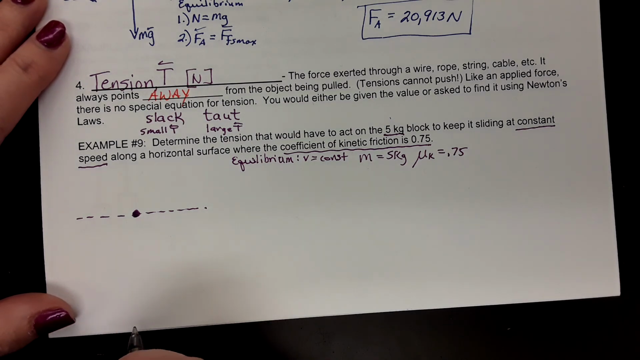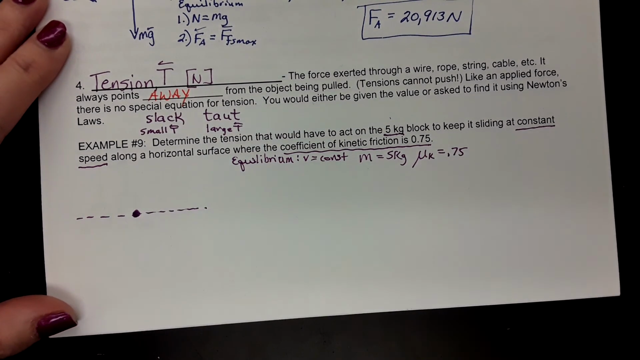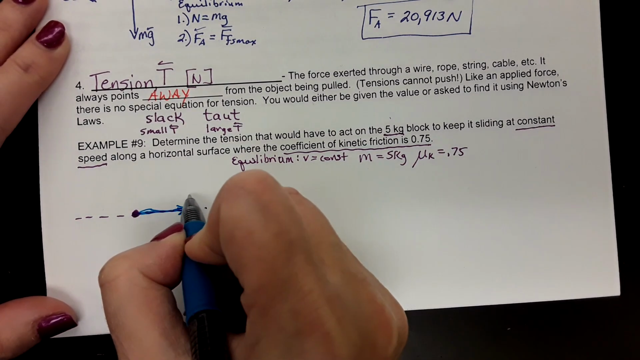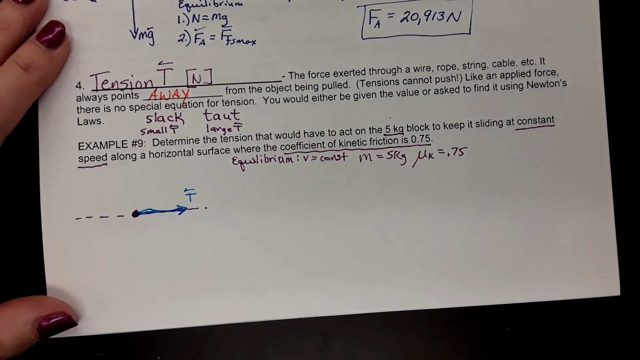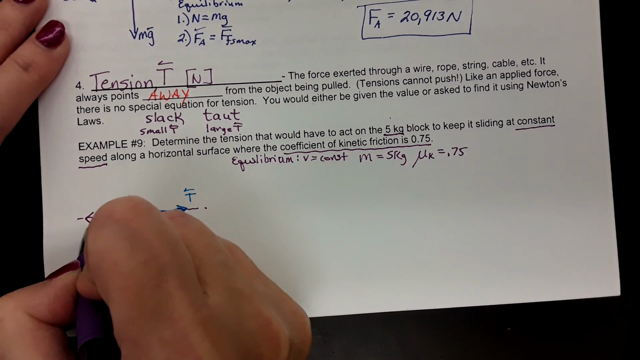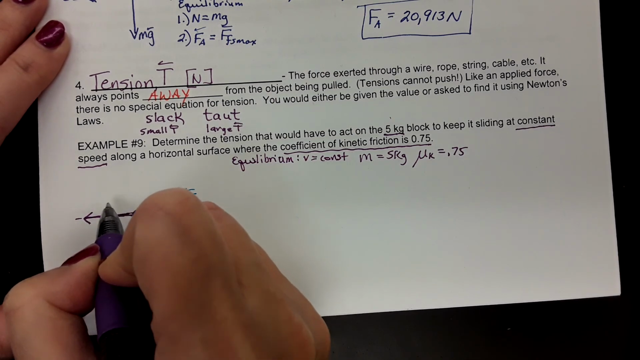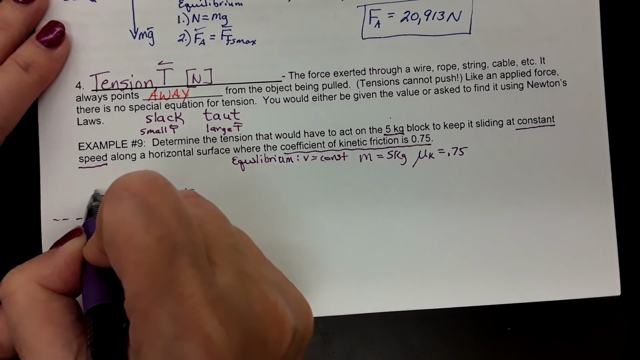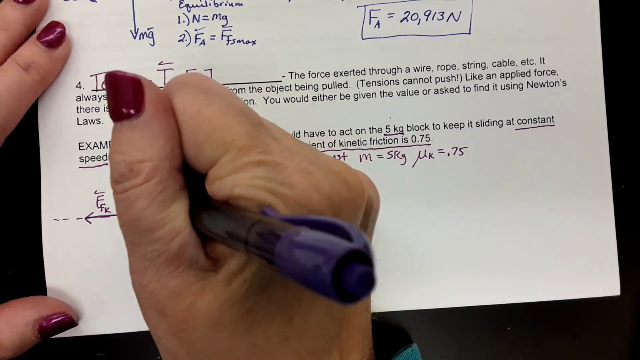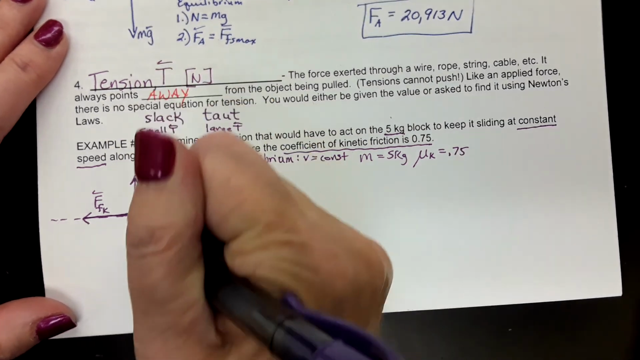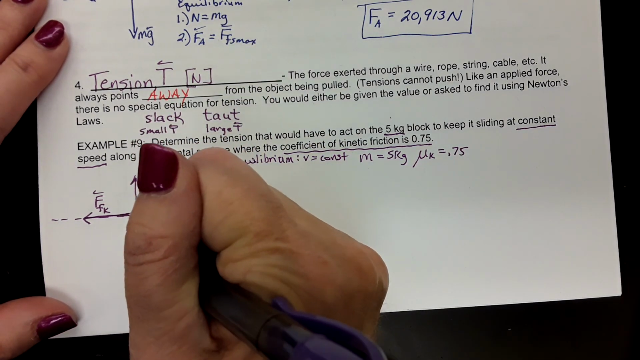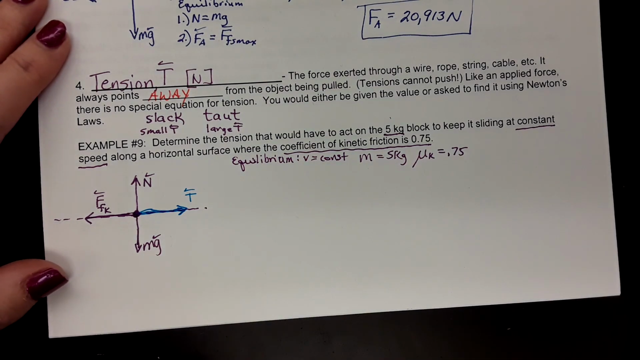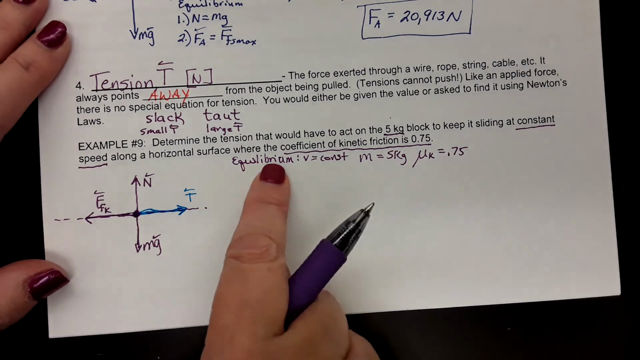So we have a tension force. Let's use a different color. We have a tension force right here that is acting on the block to keep it moving at constant velocity. And it is opposing the friction, which points the opposite direction. And this is kinetic friction. Then we have normal force from the table, and we have the weight of the block, mg.